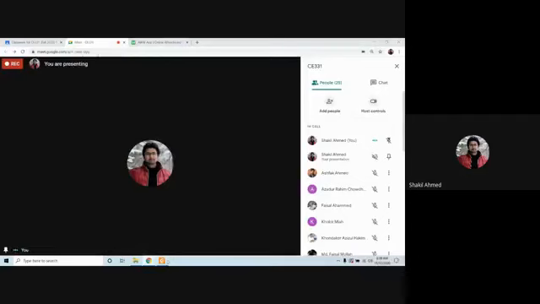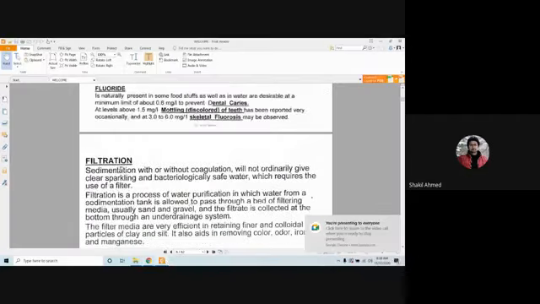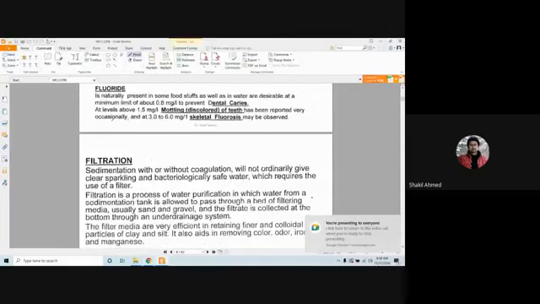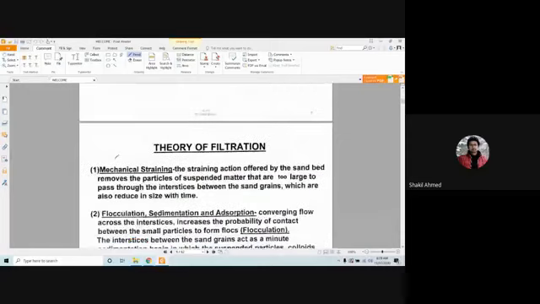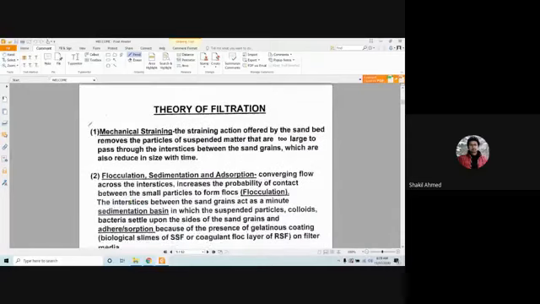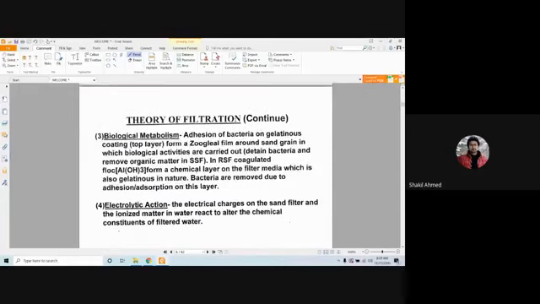So we're discussing from the last class the filtration, right, and the mechanisms that are involved in filtration. We saw that there are four major steps: mechanical straining, flocculation, sedimentation and adsorption. And then we'll start from here today.